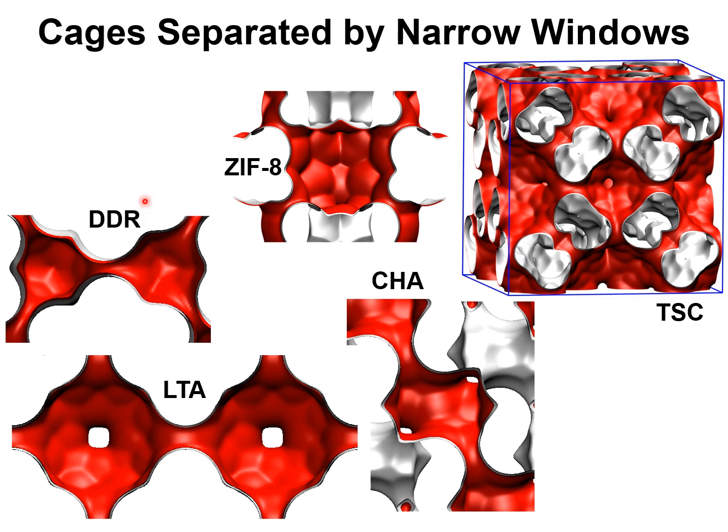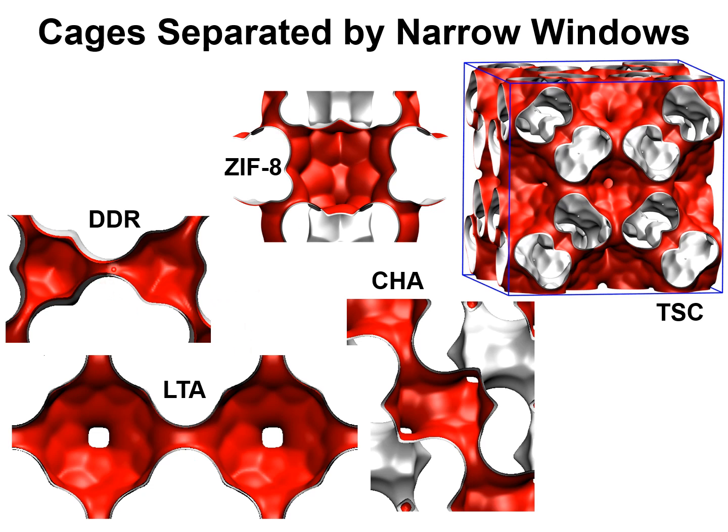We first examine the diffusivities of gas molecules in structures that consist of cages separated by narrow windows. I have here DDR zeolite, LTA zeolite, LTA stands for Linde Type A, Chabazite, TSC zeolite that consists of the largest cages, and ZIF8 that has flexible windows of 3.3 angstrom.